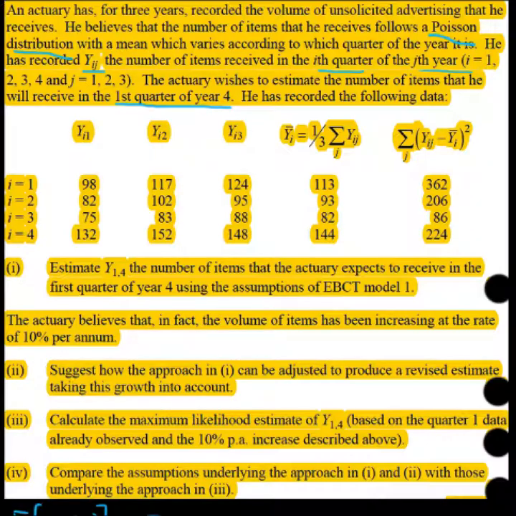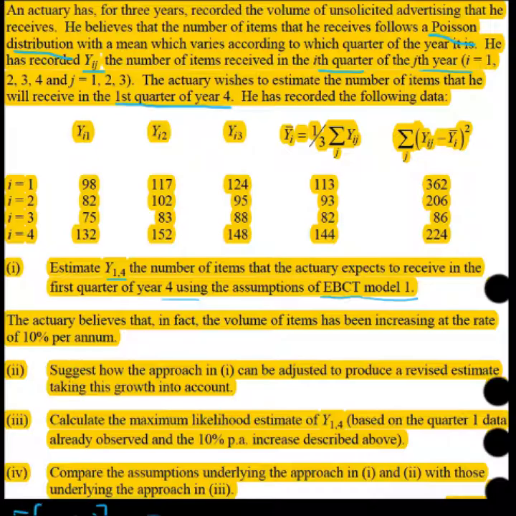And over here, this is the sum of the squared errors. So this bit is 98 minus 113 squared plus 117 minus 113 squared plus 124 minus 113 squared, which gives us 362. And it's done that across all the quarters. So it says here, estimate Y1 for the number of items that the actuary expects to receive in the first quarter of year 4, using the assumptions of the empirical Bayes credibility theory model 1.